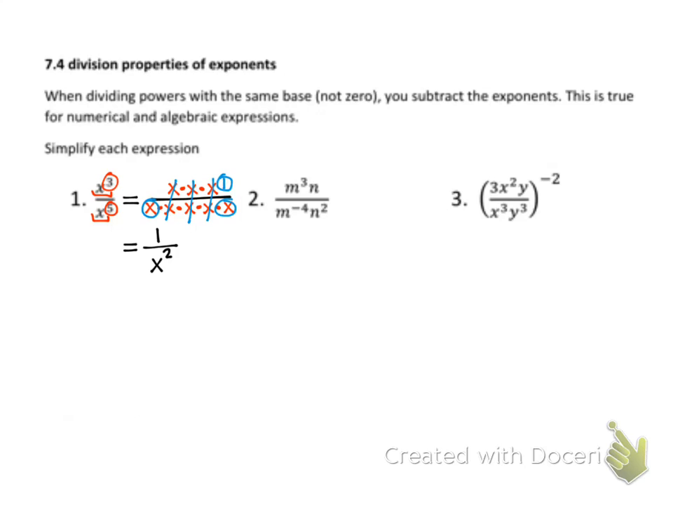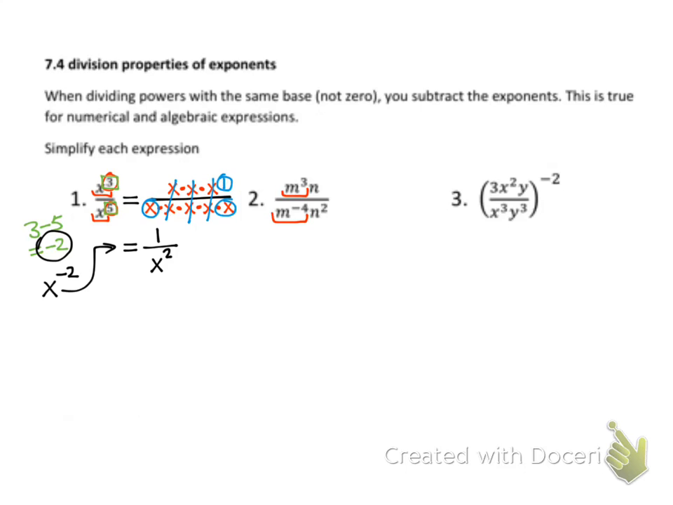However, the property says all we do is subtract them. So we have 3 minus 5 gives us negative 2, and the result is x to the negative 2. And from the previous section, a negative exponent means that we just put it on the bottom, so 1 over x squared.